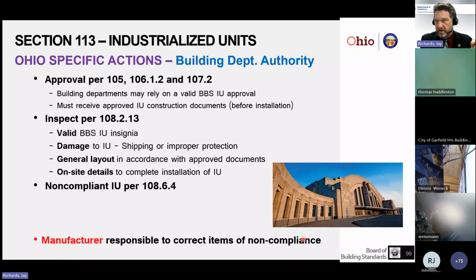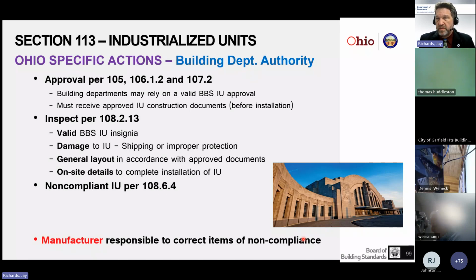108.2.13 has the four areas of inspection that you're required to do. You need to look that it has a valid BBS IU insignia, which is going to be a little sticker on each one of the modules. You need to look for any damage to the IU as a result of shipping or improper protections, and that's going to be fairly obvious. What we found is that while the building inspectors notice it, by the time it gets reported back to us, the manufacturer is already working out the resolution to the problem.